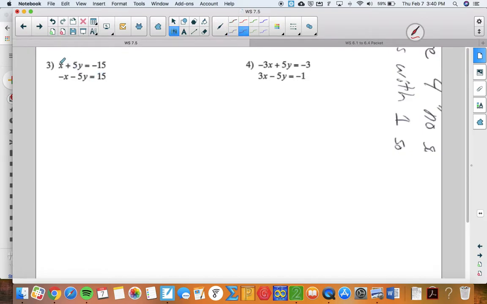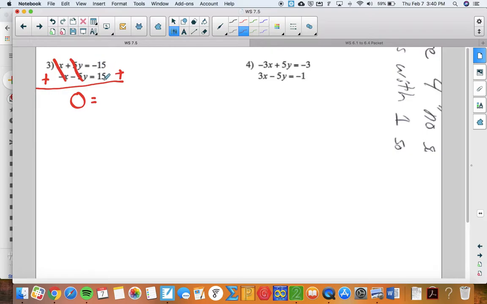If you forget how to create opposites, it'd be good to review some from 7.3. But I need to, actually, just kidding, I have opposites here. I don't need to multiply anything, because the opposite of x is negative x. So I can start adding the equations together. So x plus negative x, again, are opposites. So they make 0x, so they are eliminated. So are the y's.